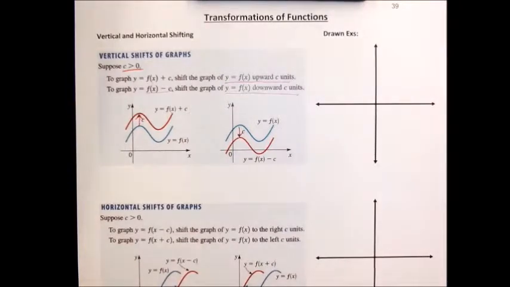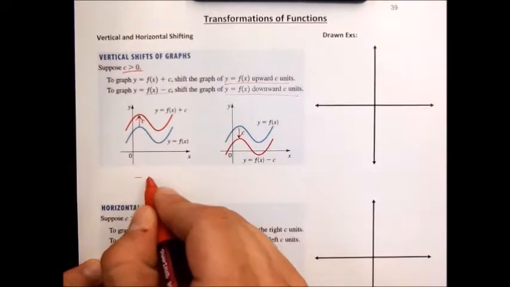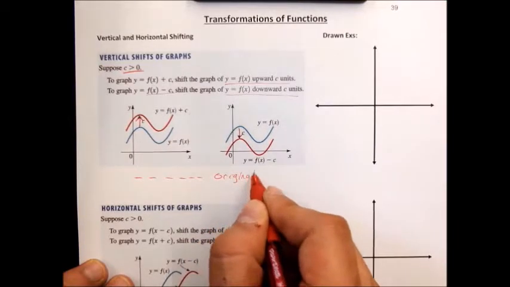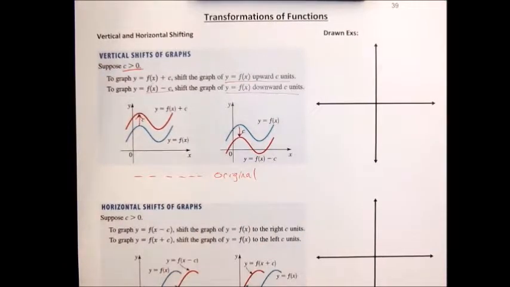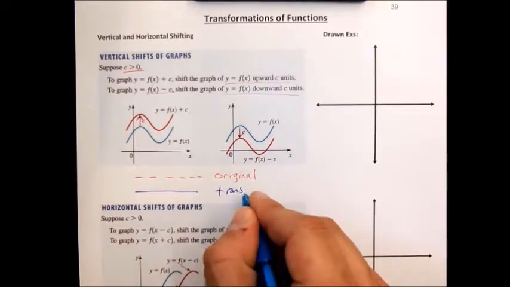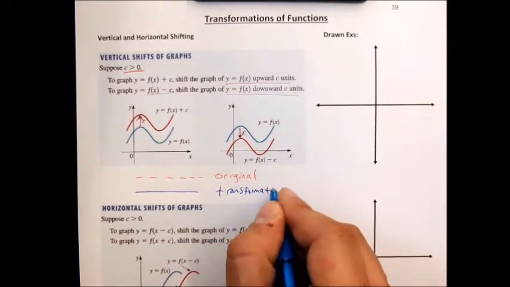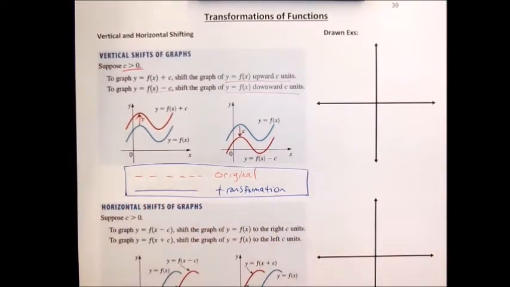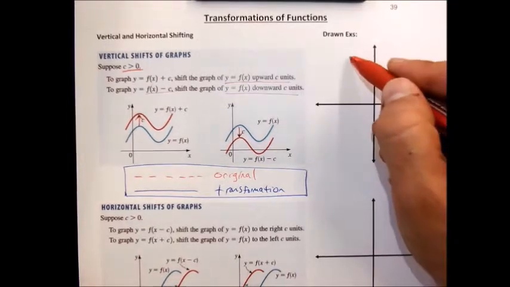So for example, in the following examples, I am going to draw two pictures. I'm going to draw the original in dotted red, and I'm going to draw the transformation in solid blue. I guess it's the opposite of what these are. Maybe I should have switched that. Too late now. Okay. So let's do x squared.